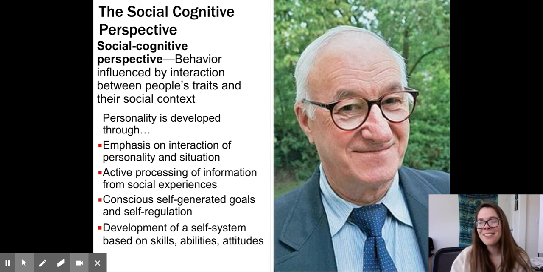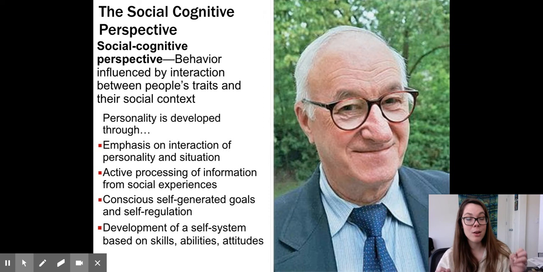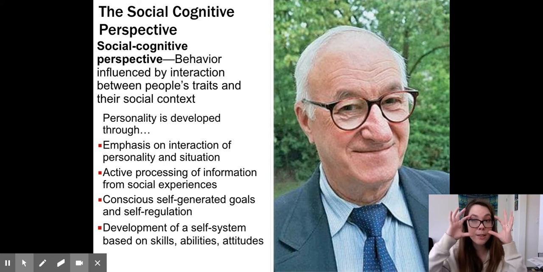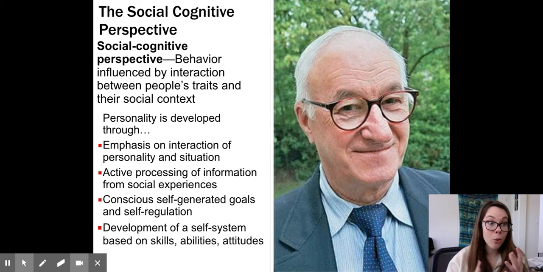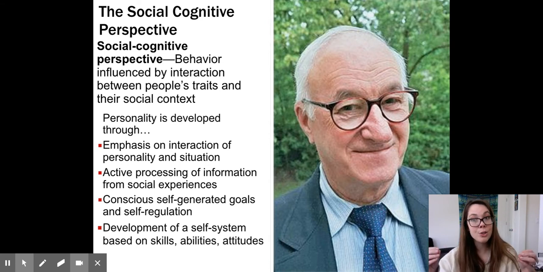So back to Bandura. For the social cognitive perspective, please put Bandura's name next to it. Remember, Bandura is the Bobo doll. He's the one where we watched how people mimic, and the kid beat up the same doll that the adult did, with the same actions, because he observed it. That's also connected with mirror neurons. The social cognitive perspective is essentially Bandura's realm. He believed that behavior is influenced by interaction between people's traits and their social context, a constant interaction between nurture and nature.